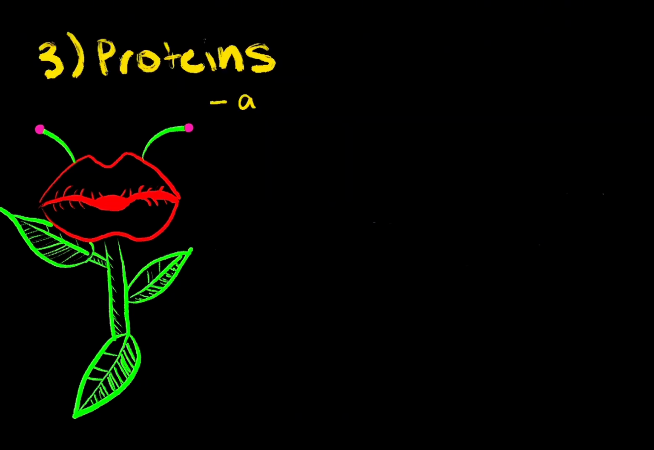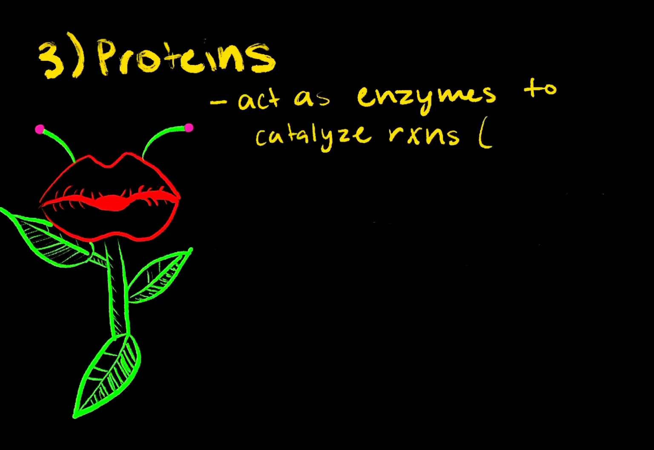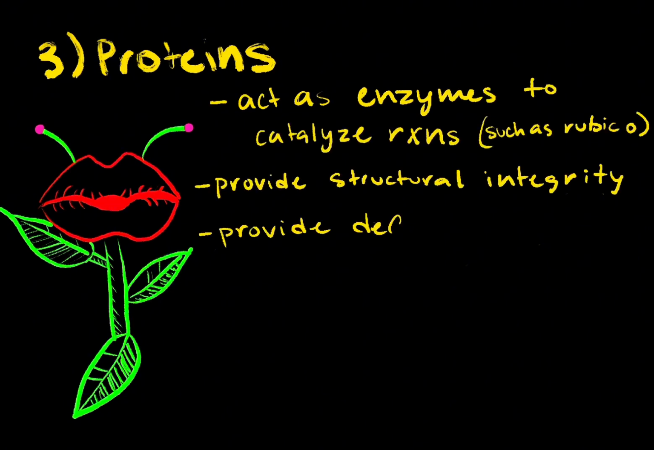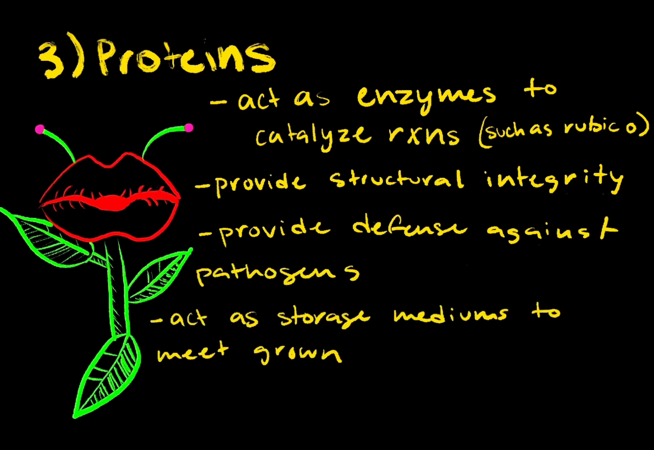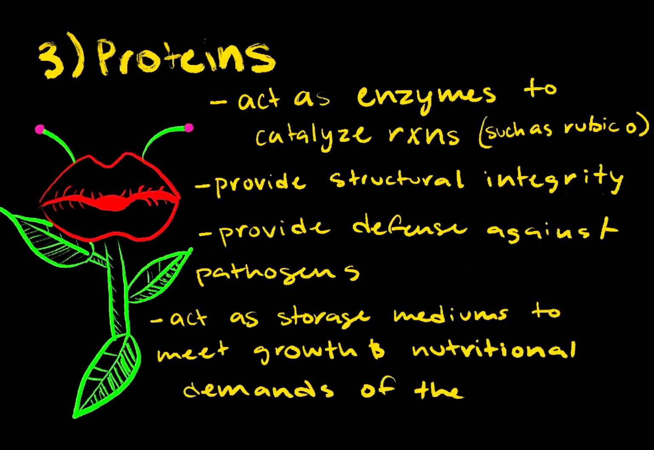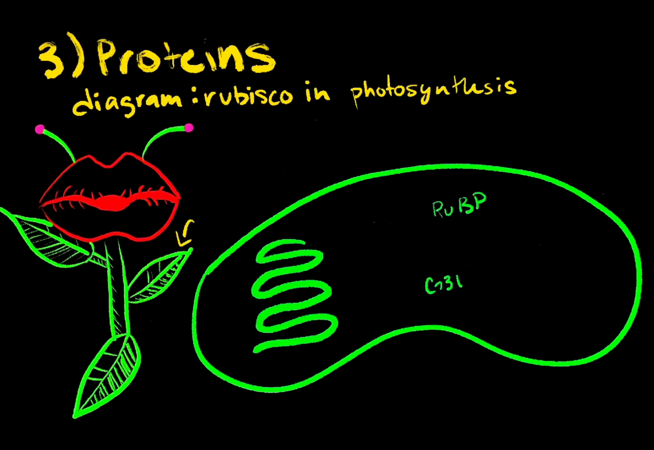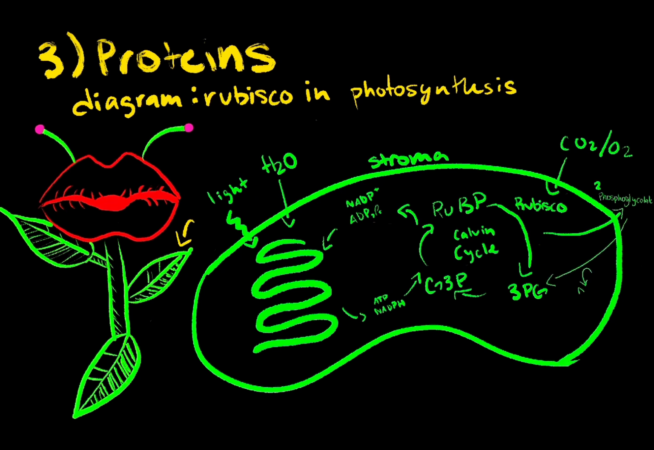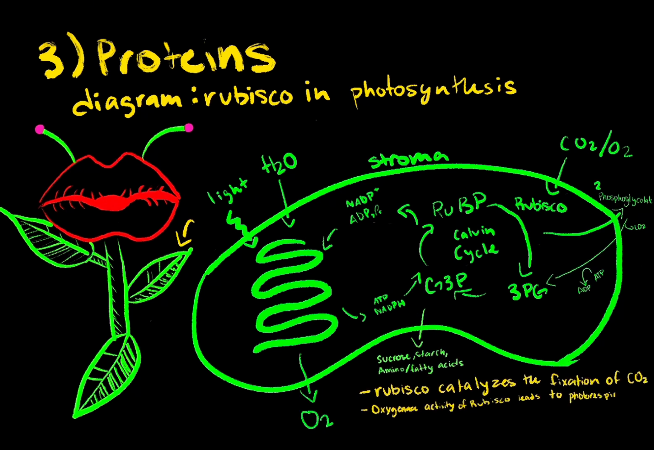Now, the proteins it uses act as enzymes to catalyze different reactions, and they also provide added structural integrity and defense against pathogens. And they also act as storage mediums to meet growth and nutritional demands for their seedlings. The diagram of proteins shows how rubisco acts as an enzyme to catalyze photosynthesis.